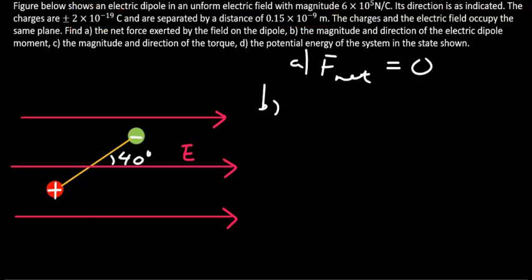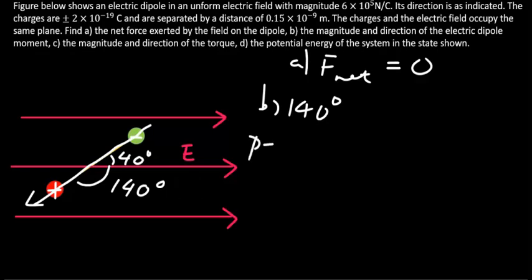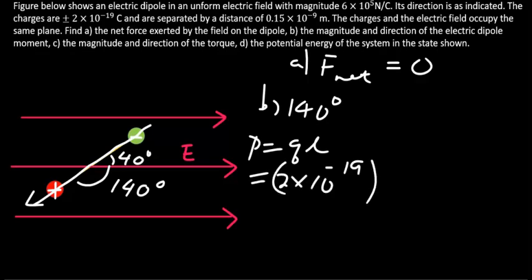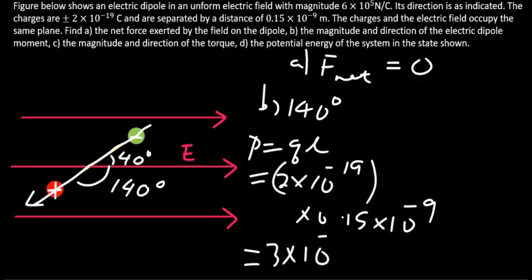Part B. The electric dipole moment, the magnitude and the direction. The direction goes from the negative to the positive charge, so it goes like that. So the angle between the dipole moment and the electric field is that, which is 180 minus 40, which is 140 degrees. So 140 degrees in standard notation, or 140 degrees clockwise from the electric field. The magnitude is Q times L. Q is 2 times 10 to the power minus 19. L is 0.15 times 10 to the power minus 9 meter. And that's going to give you 3 times 10 to the power minus 29 Coulomb meter.